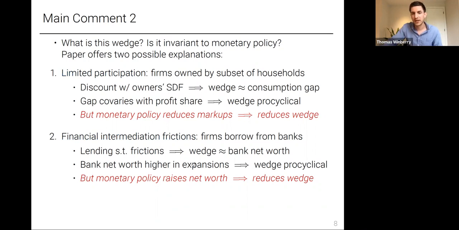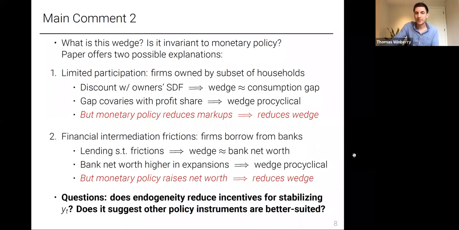Or thinking about the intermediation frictions, maybe monetary policy raises bank net worth, and through that channel would reduce the wedge as well. So I think it might be interesting to think about how that endogeneity would affect the incentives of the monetary authority for stabilizing output, but also because it may suggest other policy instruments that would be better suited for addressing this misallocation of capital, something like regulating banks, for example, or some sort of fiscal policy in a limited participation world.